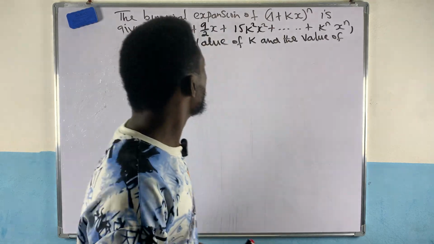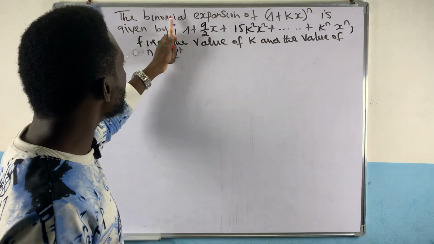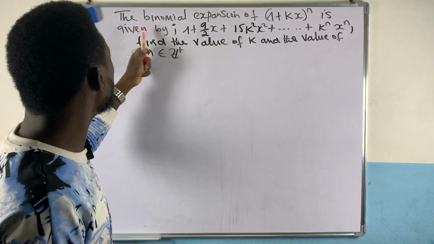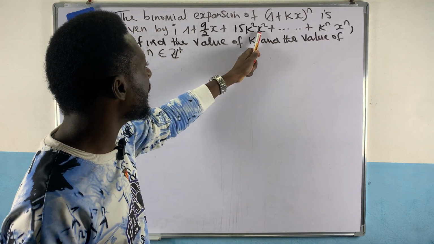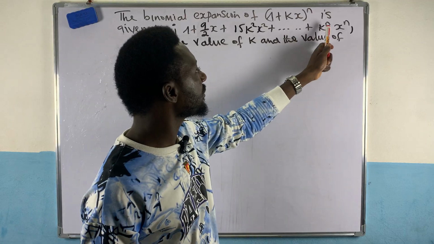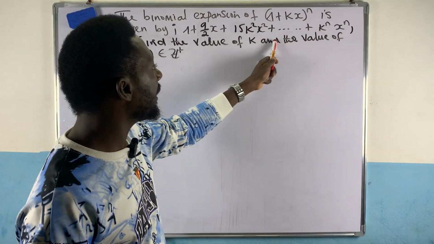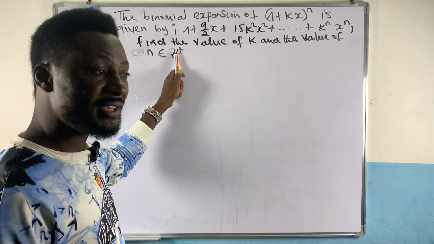So on my board, it is given that the binomial expansion of (1 + kx)^n is given by 1 + 9/2 x + 15/4 k^2 x^2 + ... + k^n x^n, which is the last term. Find the value of k and the value of n. n belongs to the set of positive integers.